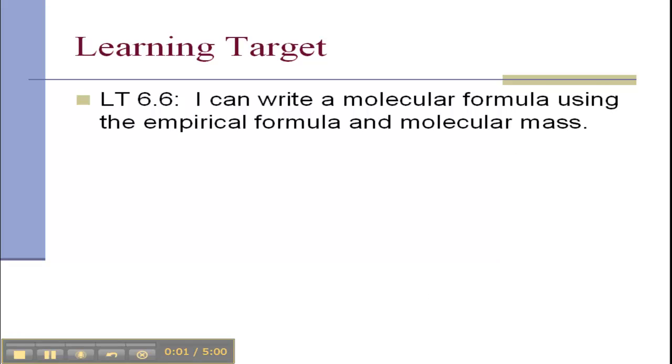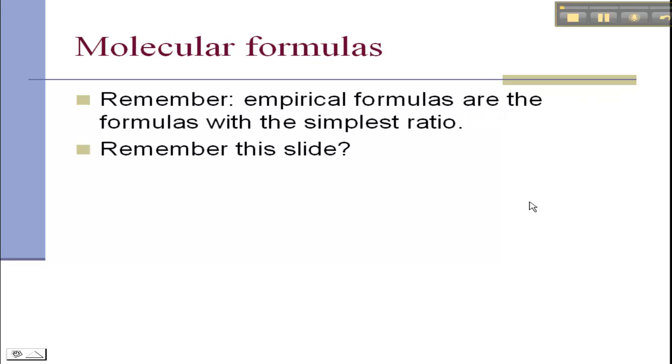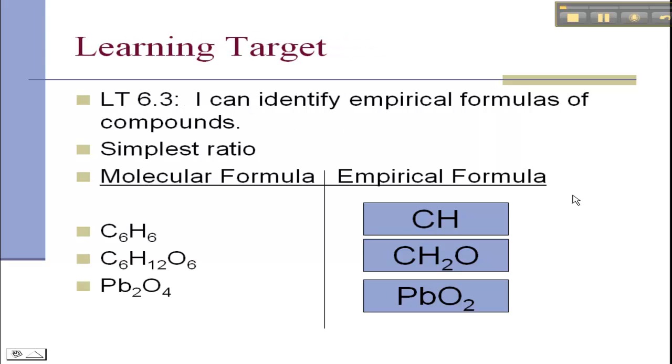Learning target 6.6 says I can write a molecular formula using the empirical formula and molecular mass. So, remember that empirical formulas are the formulas with the simplest ratio. Remember the slide that we used for 6.3. The molecular formula reduces to the empirical formula.